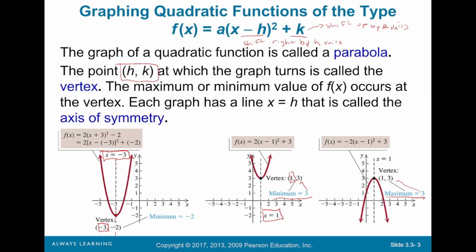So we're going to talk a lot about maxes and mins, and it's simply if I have a U shape, which notice is a positive coefficient in front of the x squared, then I know I have a minimum. And if it's an N shape, which I can tell if there's a negative coefficient in front of the x squared, then I know that I'm going to have a maximum.